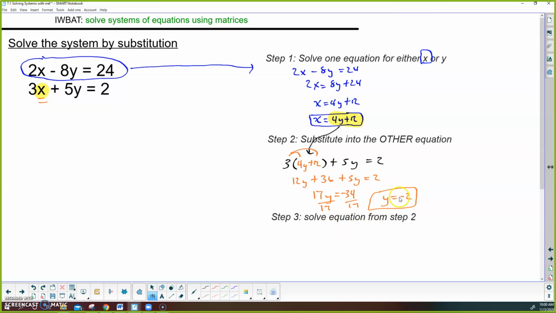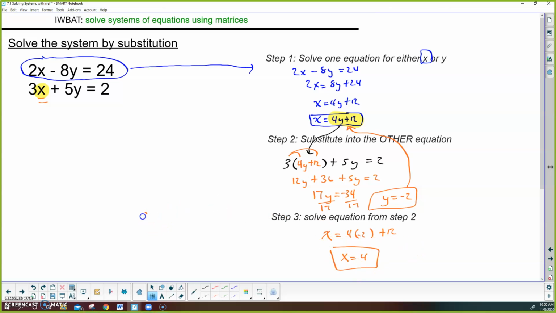And then you have an option. You could plug y back into any equation, but I always highlight this part. Don't we know what x is equal to? If I know what x is equal to, then I can go right back to what y is and plug y back in to find x. So then I get negative 8 plus 12 ends up being positive 4.